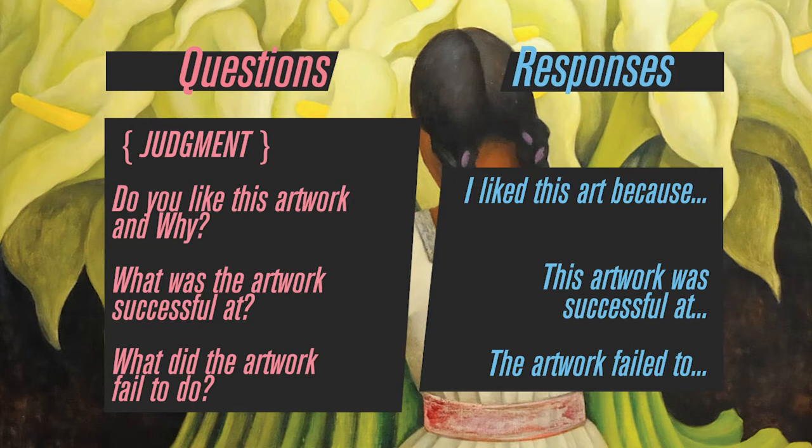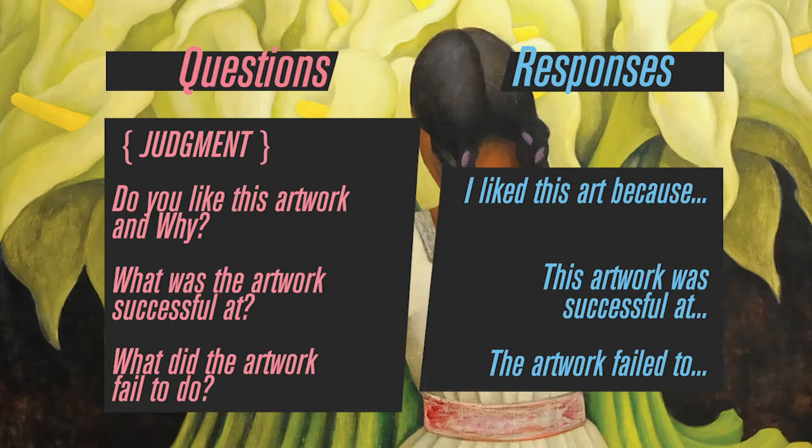This judgment part is about your opinion, whether you like the artwork or didn't like the artwork. The way you can respond to the first question is, I like this artwork because, and you would write these responses on the right-hand side. If you wrote down the second question, the way you could respond is, this artwork was successful at. Or for this last question here, the artwork failed to.